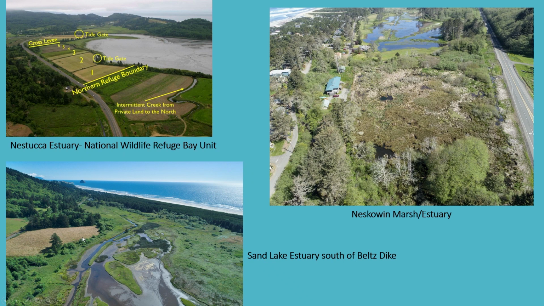In the lower left, we see the Sandy Lake estuary south of Belts Dyke. So below this photo is Belts Dyke, and this is the part of the estuary that's blocked off by the dike and a small undersized tide gate. This project involves breaching Belts Dyke to restore the natural estuary regime.